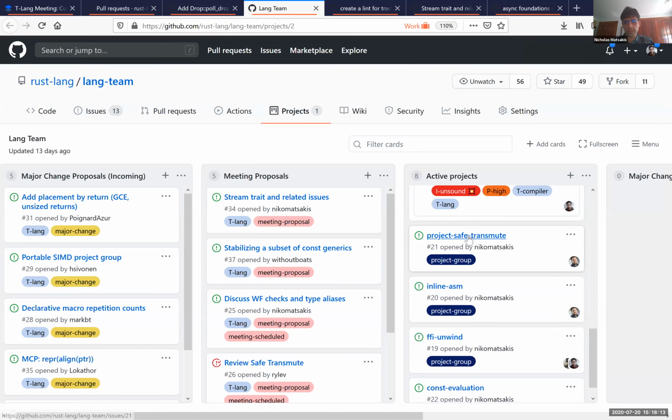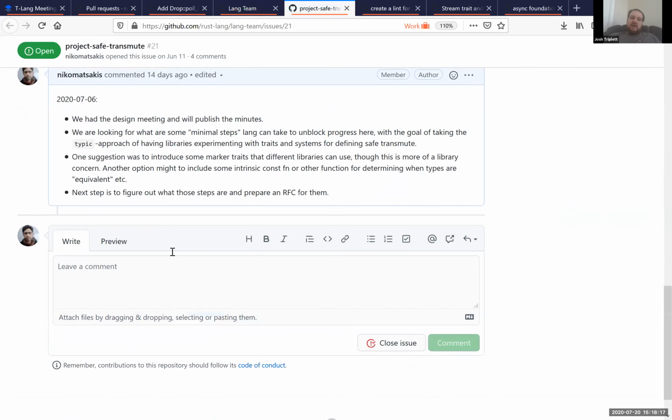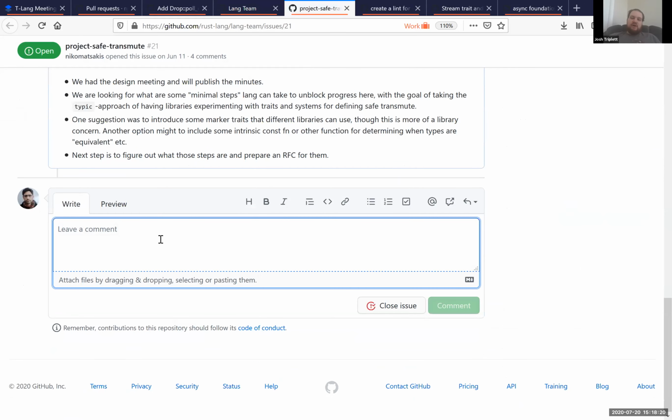Any update for Project Safe Transmute? Gearing up to actually post an RFC based on the results of the previous discussion. There's been a lot of back and forth about, okay, what exactly goes into the RFC? So I'm expecting that that should get posted any week now.